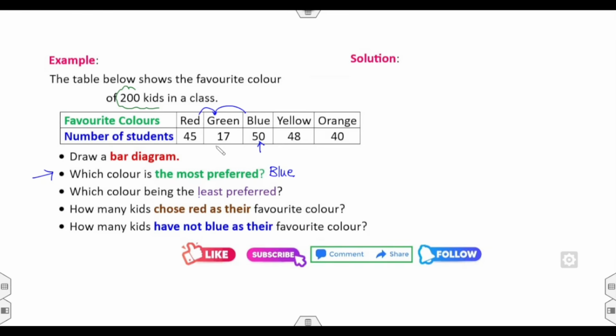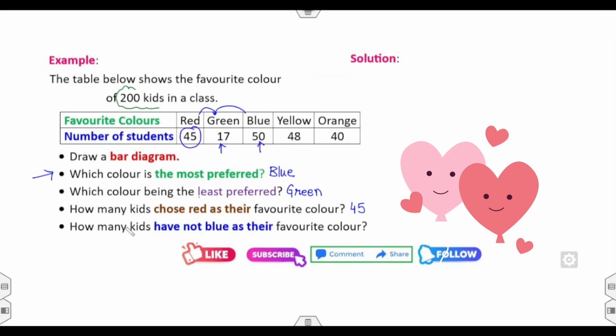Again you have to compare them. You will compare them with one another, which one is the minimum. Green is my minimum one. Fine. How many kids chose red as the favorite one? So the red is my 45. How many kids have not chosen blue? So leave out blue and add all the others. That will be my 150, which is the right answer.